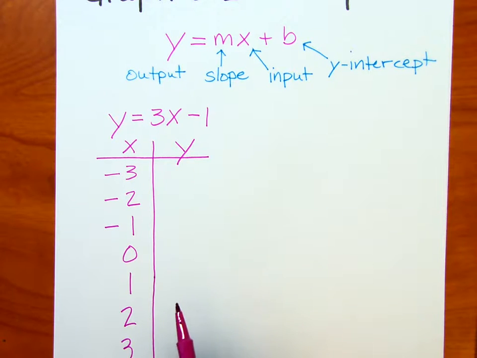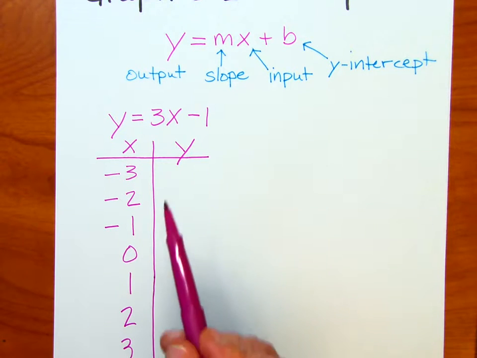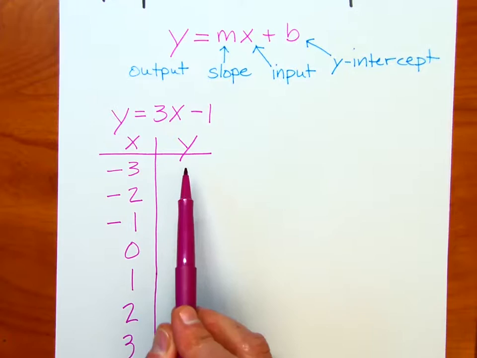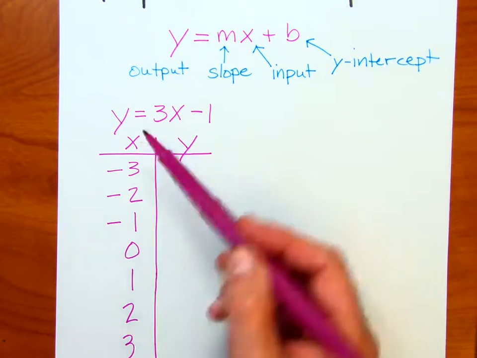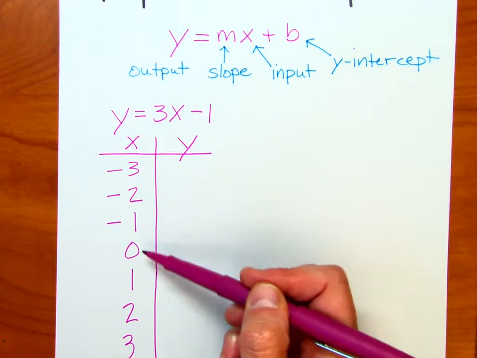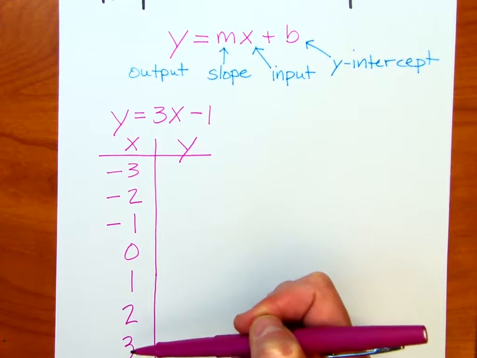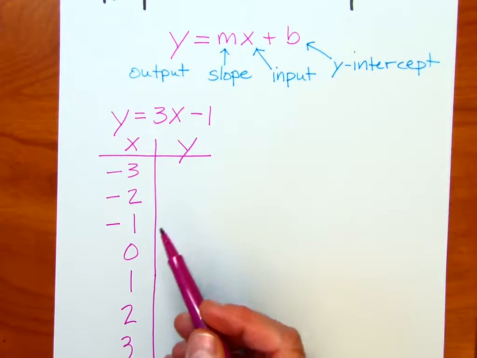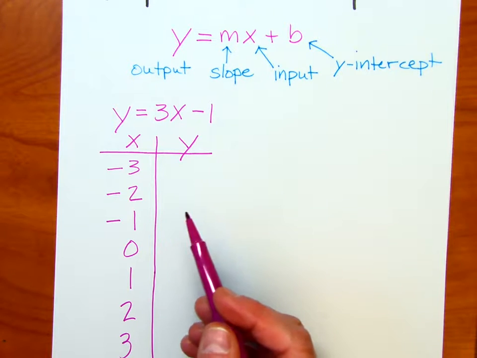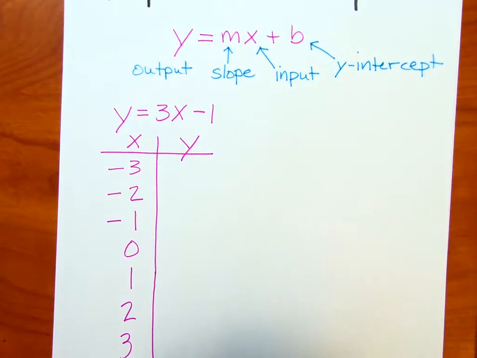Now, you might not need to figure out this many y values. We've got 7 different x values here, but I wanted to give you a good example of what we're doing, and that's why I chose this many.